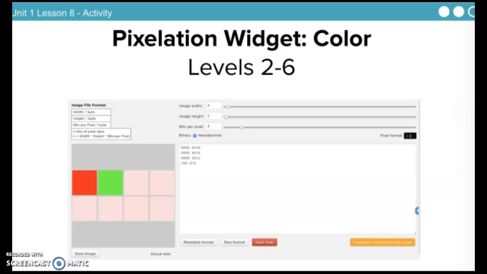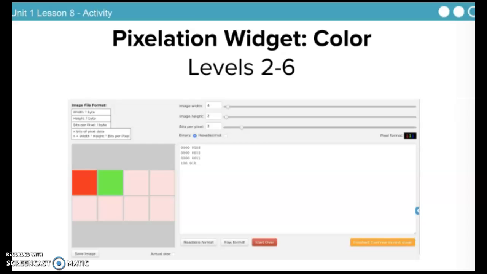And then in levels 4 and 5, you're going to make 4 different shades of blue, followed by 4 different shades of green, using 6 bits per pixel. Okay, and the red row is going to already be done for you. And then when you get to level 6, this time you're going to be using 9 bits per pixel, which will make 8 different shades of green and 8 different shades of blue. So it's the same theory as lesson 7.